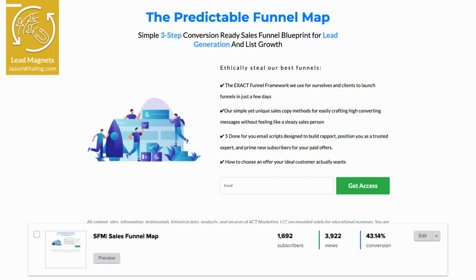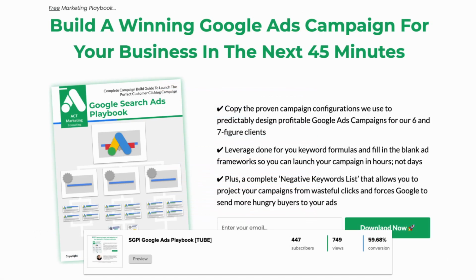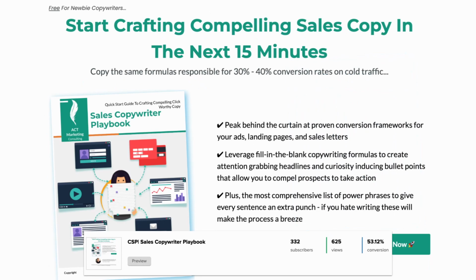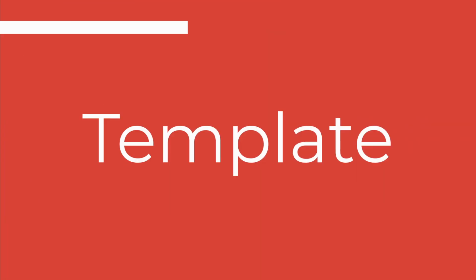Now, here are some examples of our better performing lead magnets right now. And as you can see, what we're about to go through, when these are positioned correctly, they can convert really, really well. And so the first type is going to be a template.